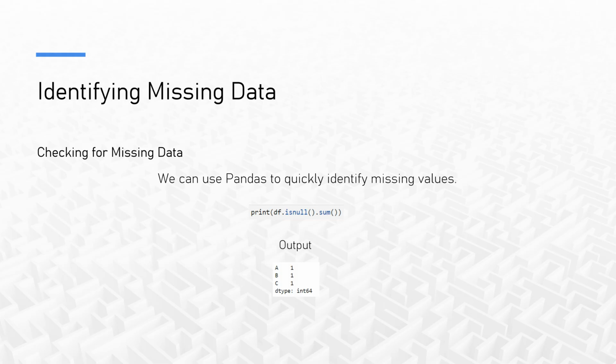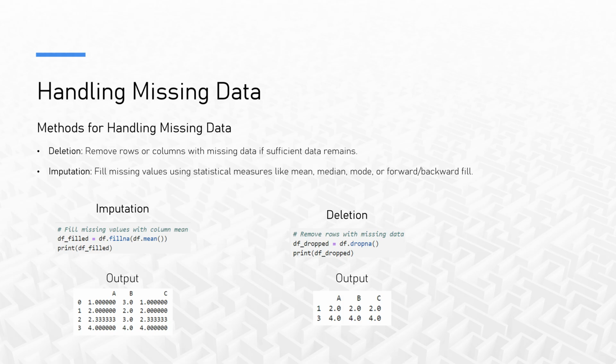When dealing with missing data, there are 2 main approaches: deletion and imputation. Deletion means we simply remove rows or columns that contain missing values. This works fine when the dataset is large and losing a few rows doesn't affect the overall analysis. On the right side, you can see the code df.dropna(). It drops any row with a missing value. The output shows that only the complete rows remain, in this case, rows 2 and 4.